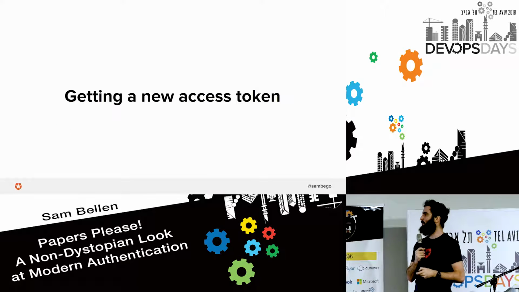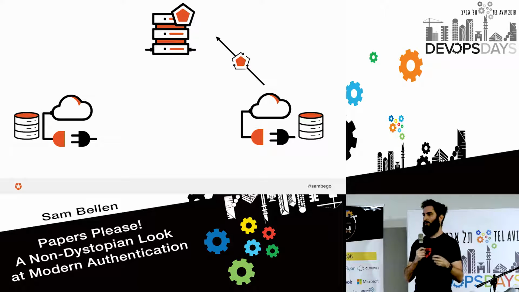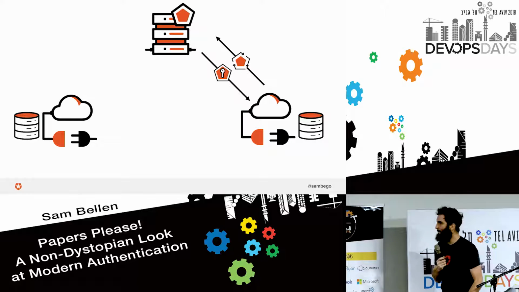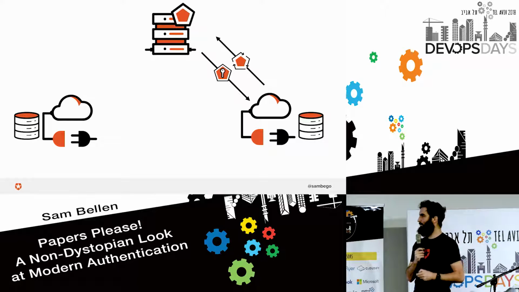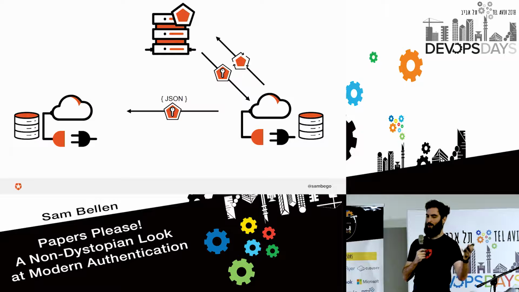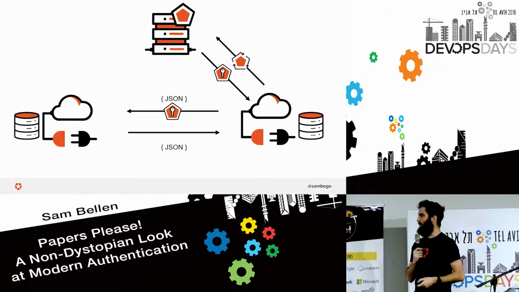And then if you want a new access token, you pass along your refresh token to your authorization server, and it gives you a new access token. That's all quite straightforward. And then, of course, you can use your new access token to communicate with your other API or server or backend, whatever you want. And you get a response.